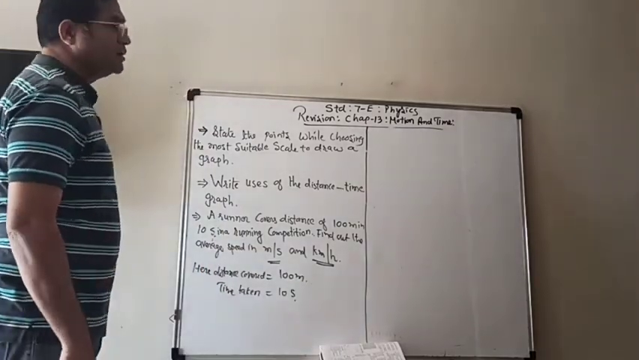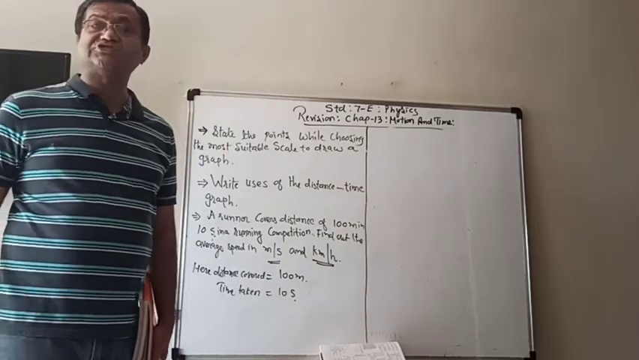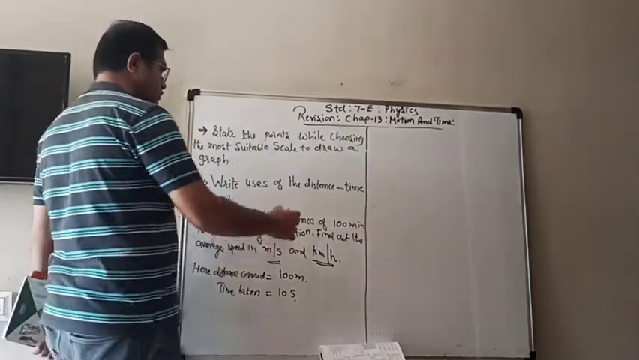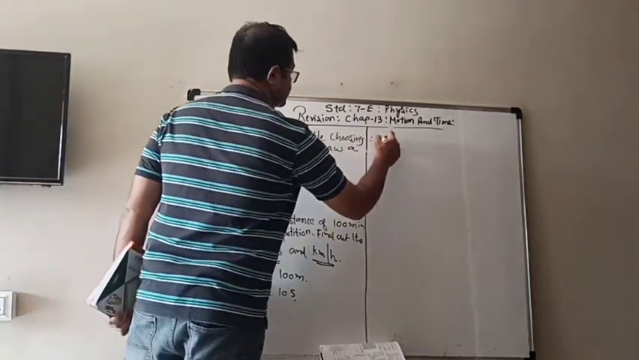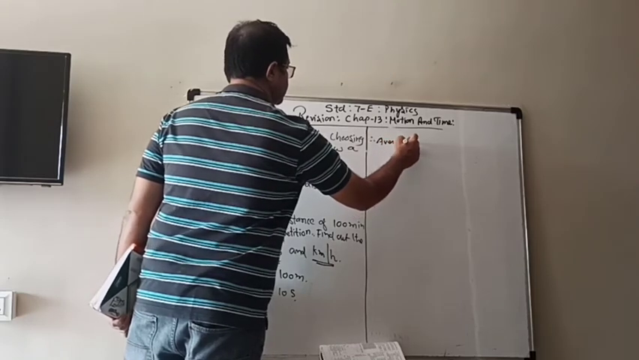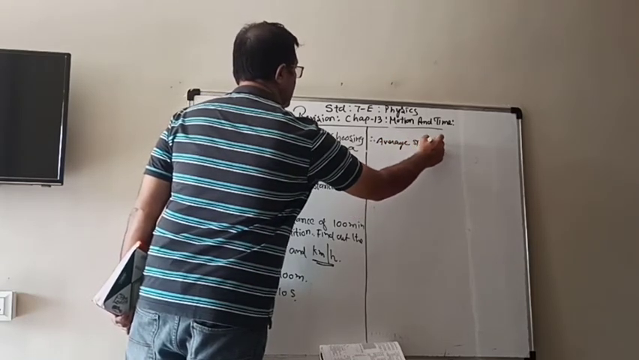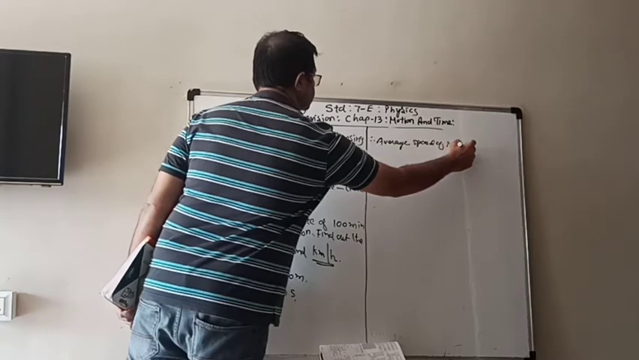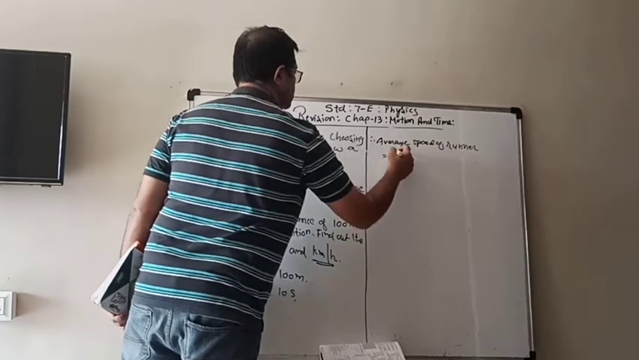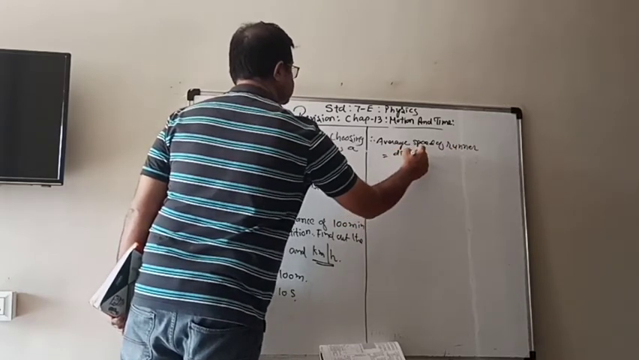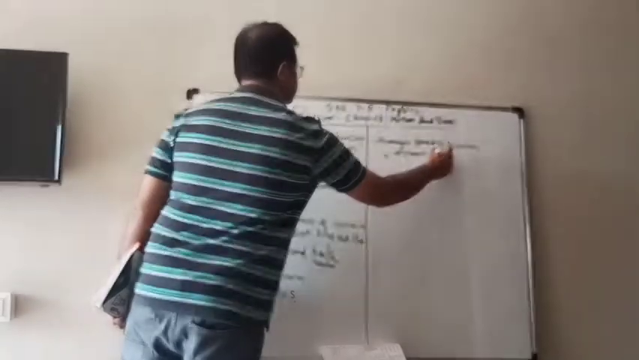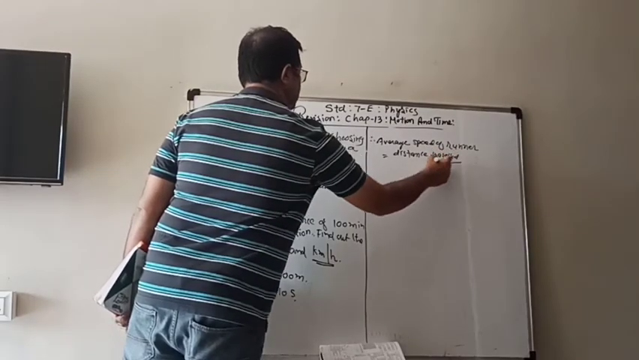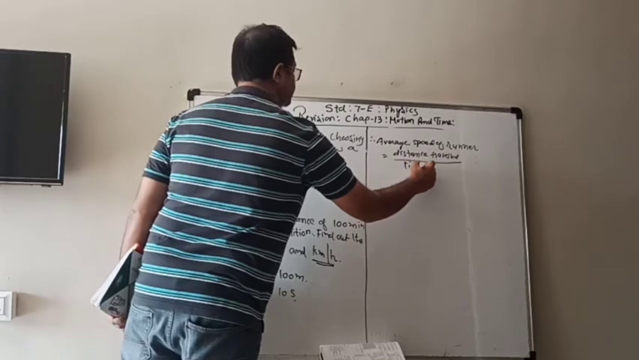So now we know the formula to find the average speed. So now we will do here. Therefore, average speed of runner is equal to distance travelled divided by time taken.